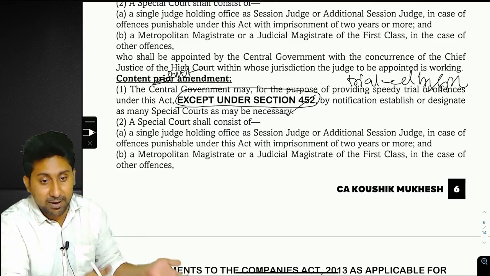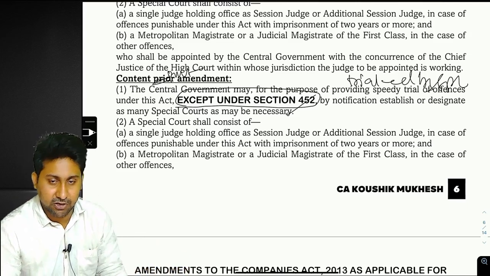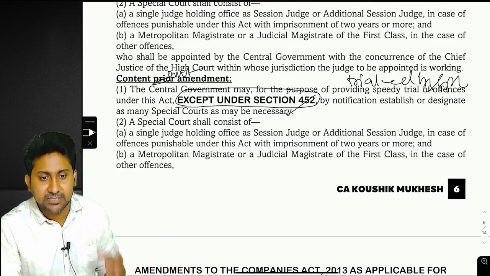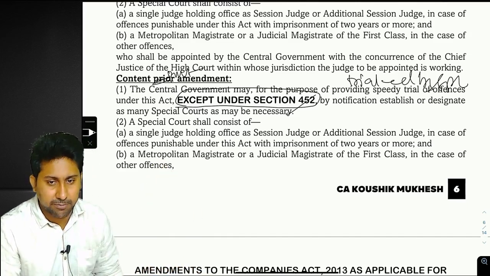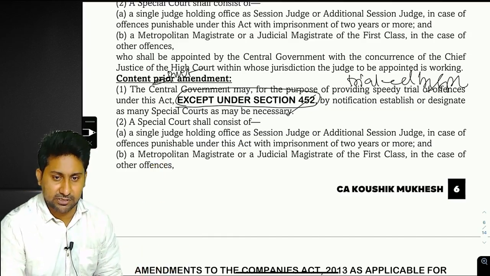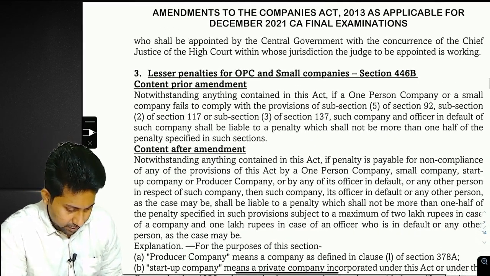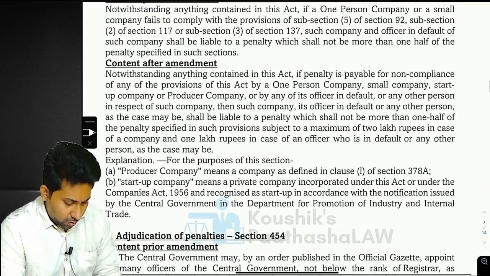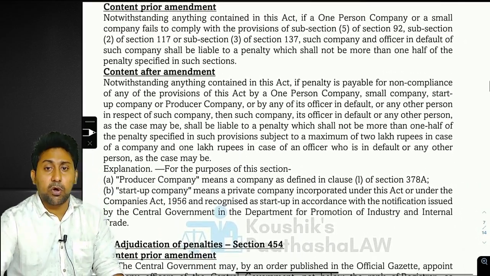Maybe 452 might be added in the next attempt and then he will ask a question on that. I don't know how it will be tested, but as of now, my presumption is this should not be tested, because students don't know what 452 is first in order to test this. Okay, next. Lesser penalties for one-person company and small company.